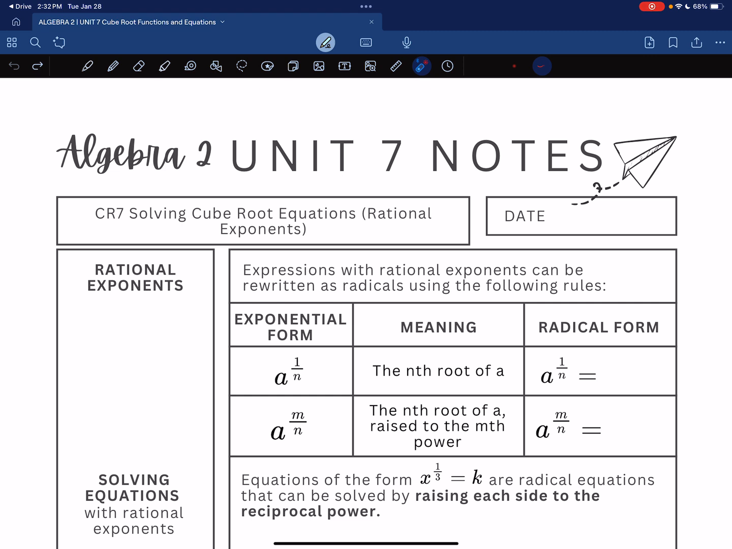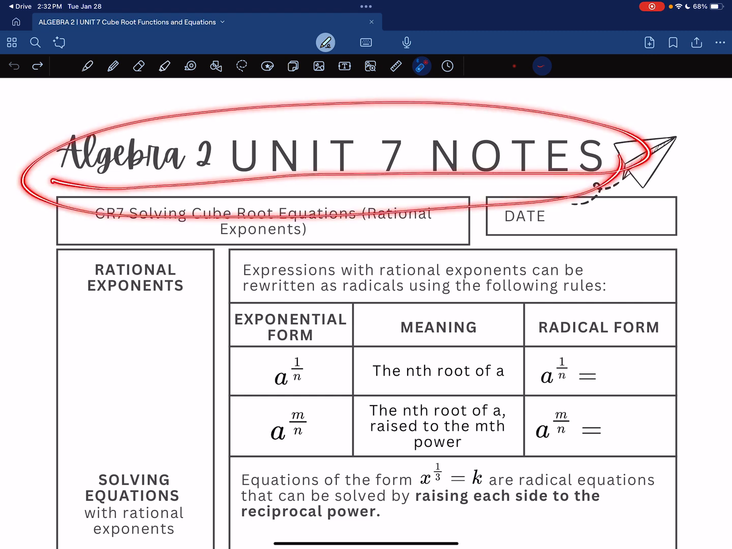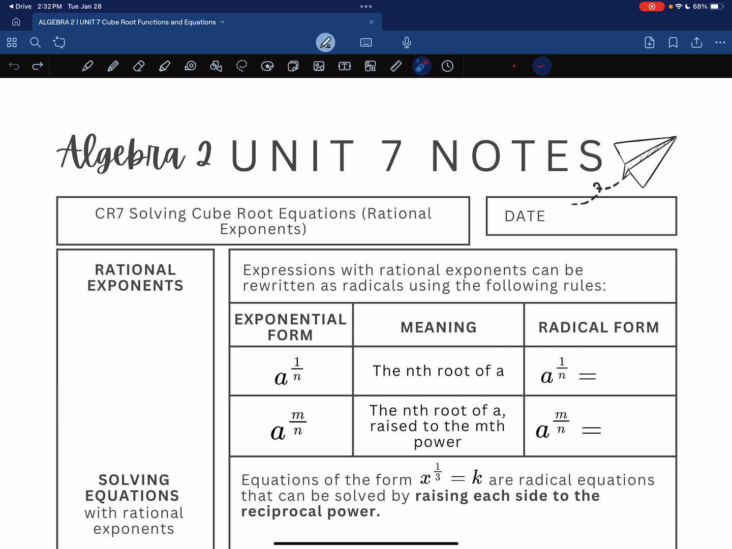We are looking at our final video in this series on cubic and cube root functions and equations in our Algebra 2 Unit 7 set of videos. We're looking at solving our cube root equations that involve rational exponents. So let's go ahead and dive on in.